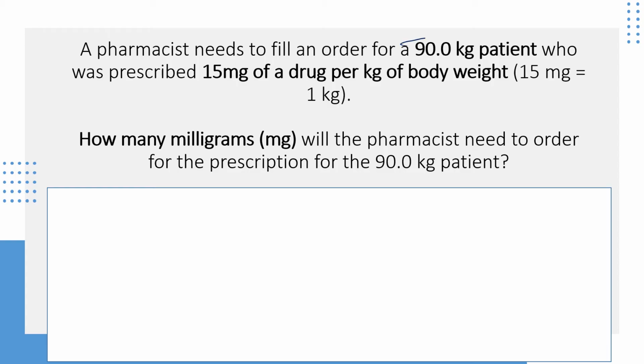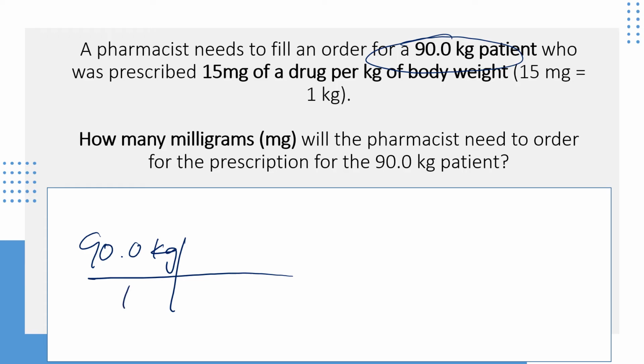So this is my first fraction, the 90 kilograms. So 90.0 kg over 1, because it's not per anything or over anything. Remember that this is going to be an answer with 3 sig figs. Then 1 kilogram on the bottom, 15 milligrams on top.